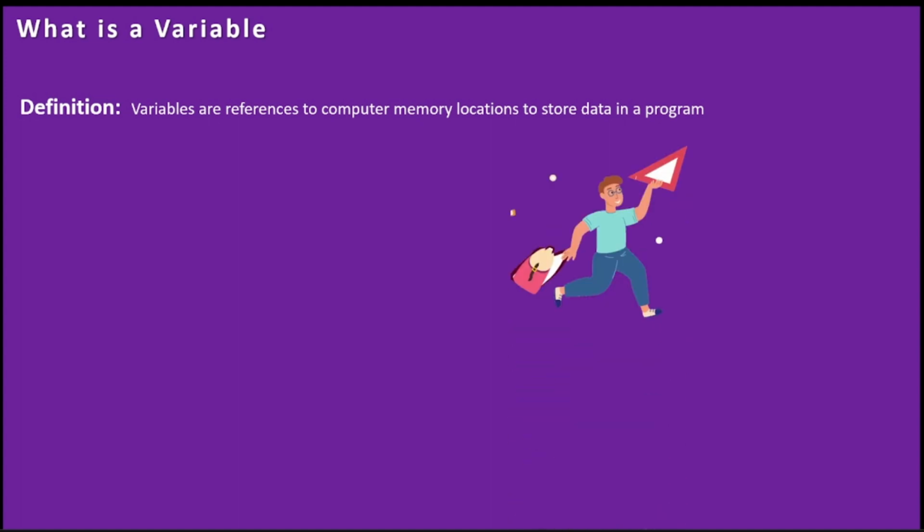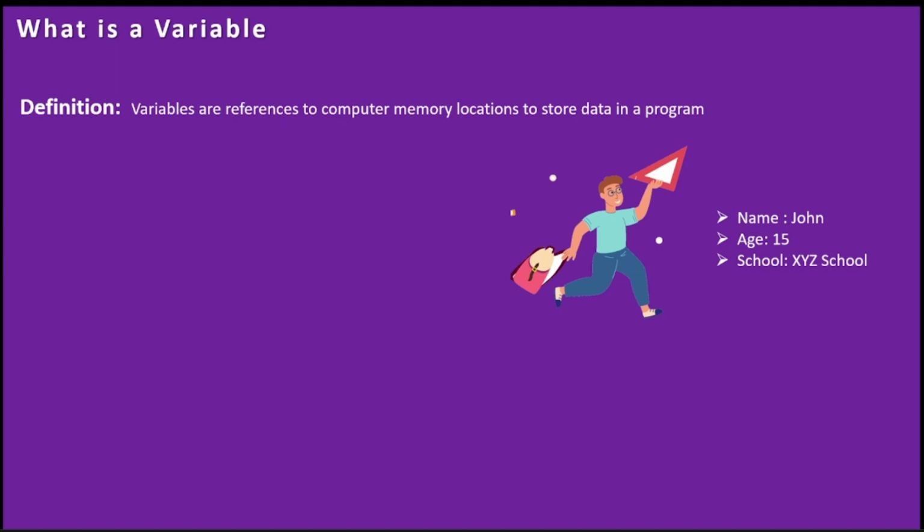Let's have an example. We have a student whose name is John, his age is 15, and he is studying at school XYZ. We want to write a program in which we have to do some operations on this student data. So first, to deal with this data, we have to represent it in our program. That is how the variable comes into the picture.